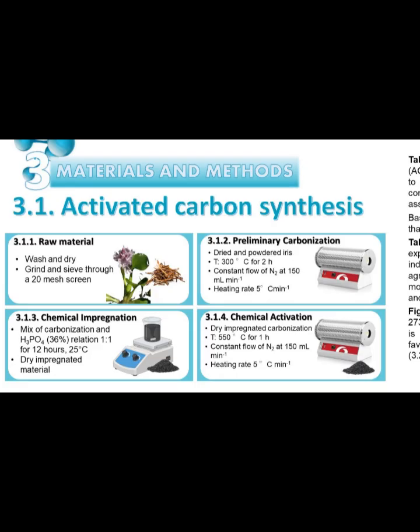Preparation of the precursor material. The raw water hyacinth was washed, sun-dried, ground, and sieved with a 60 mesh screen. Preliminary carbonization. Dried powder was heated at 300 degrees Celsius for 2 hours under constant N2 flow, 150 milliliters per minute, with a heating rate of 5 degrees Celsius per minute. Chemical impregnation. The carbonized material was mixed with 36% H3PO4 in a 1-to-1 ratio for 12 hours at 25 degrees Celsius, then dried. Chemical activation. The impregnated material was heated at 550 degrees Celsius for 1 hour under constant N2 flow, 150 milliliters per minute, with a heating rate of 5 degrees Celsius per minute.